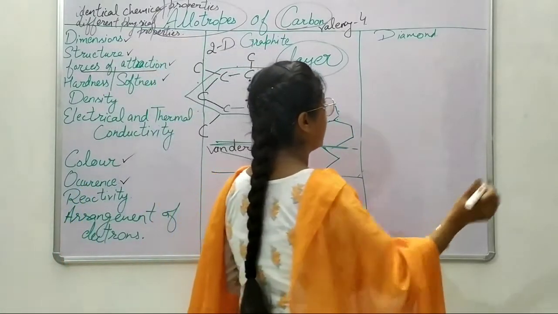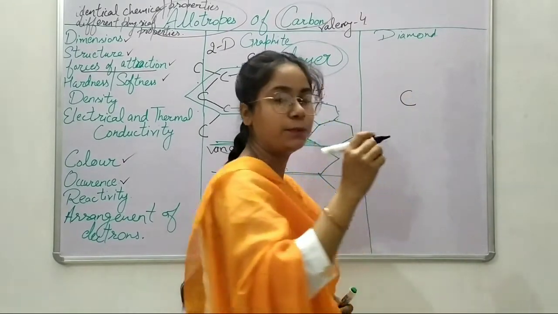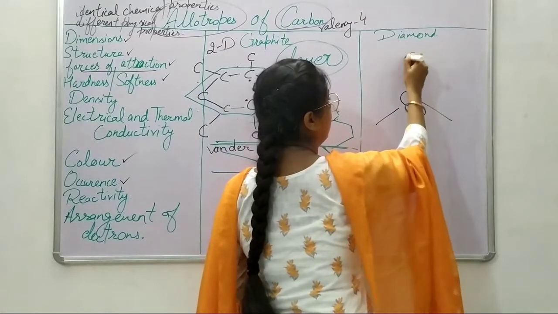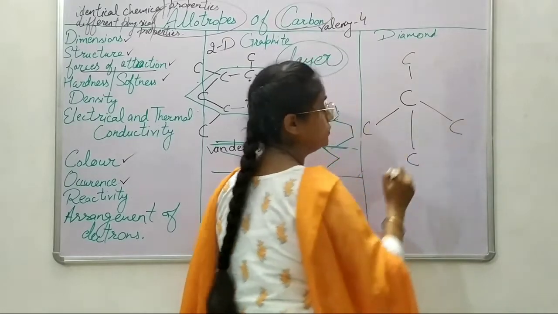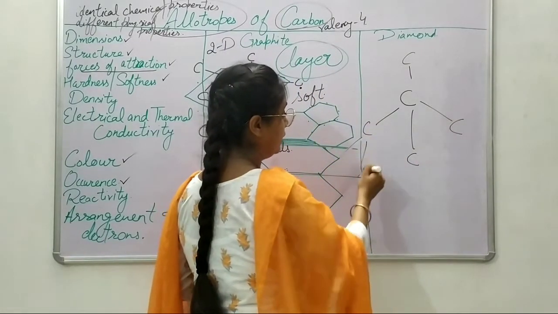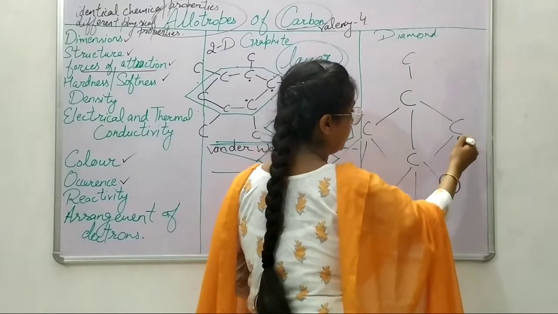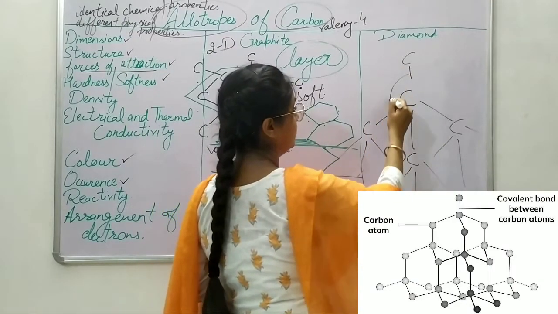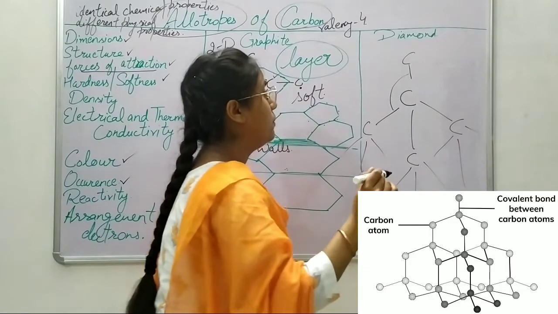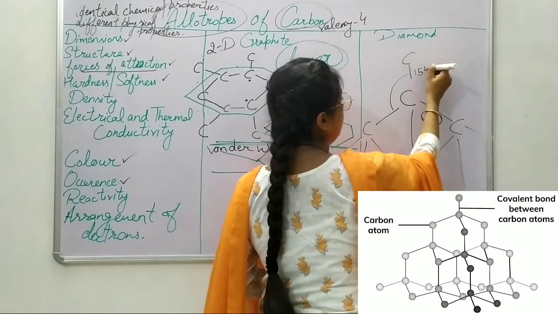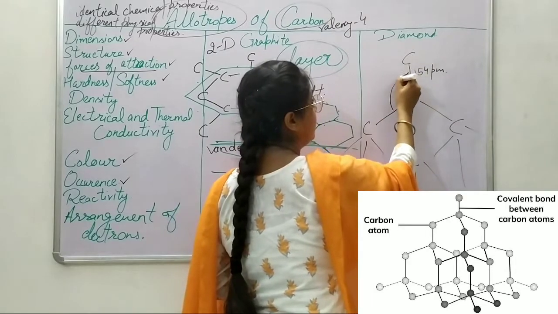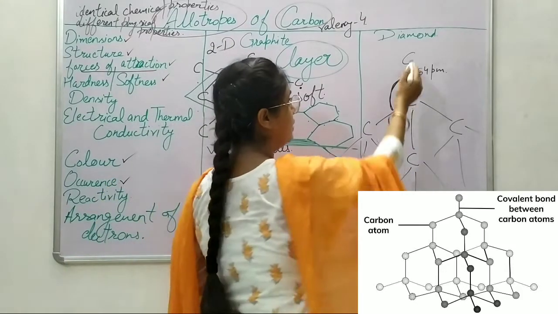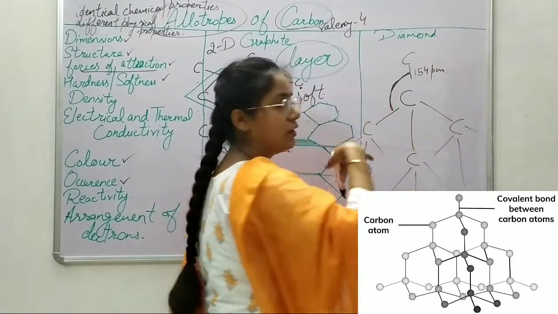Well, dear students, in the case of diamond, each carbon makes bonds with 4 other carbons. 1, 2, 3, 4. Now these will form again another 4 bonds. So in this process a tetrahedral angle will be formed here, making a bond length. The bond length is always 154 picometer, and a tetrahedral angle will be formed here. So you can say atoms are arranged in tetrahedral order.